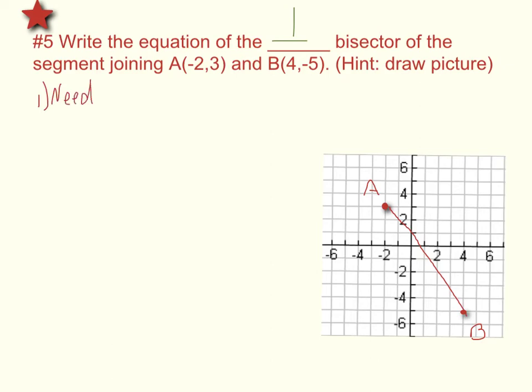Anytime you want to write an equation, you need two things. You need m and you need b. Always make that note. All right? So you need to find what I'm going to call m sub 1. All right? Let's find the slope of that equation.